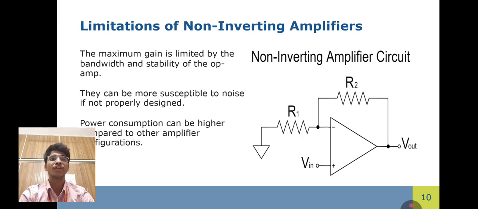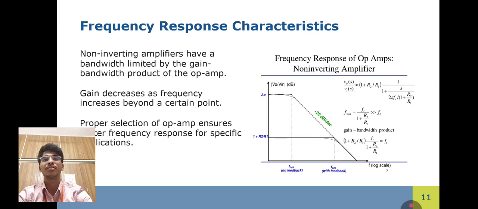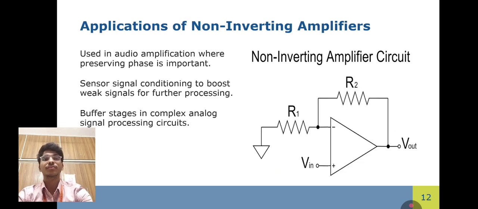Limitations of the non-inverting amplifier. The maximum gain is limited by the bandwidth and stability of the operational amplifier. They can be more susceptible to noise if not properly designed. Power consumption can be higher compared to other amplifier configurations. Frequency response characteristics. Non-inverting amplifiers have bandwidth limited by the gain bandwidth product of the operational amplifier. Gain decreases as frequency increases beyond a certain point.